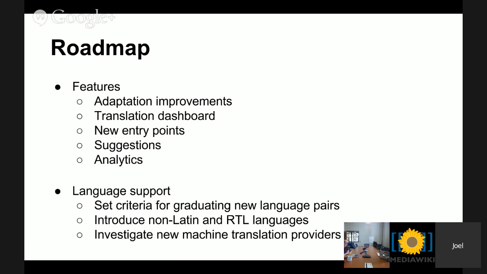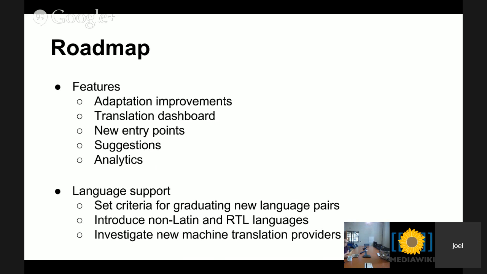In terms of language support, we're working out a set of criteria for graduating new language pairs. That is largely going to depend on community interest, but also on the impact that a particular language pair would have in terms of generating new content. And then beyond that, there are also a lot of technical criteria that need to be applied, like do we have good machine translation support, how closely related are the languages, things like that.